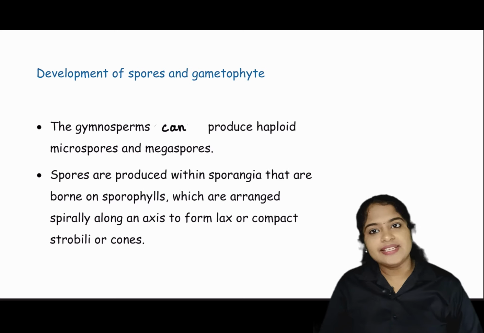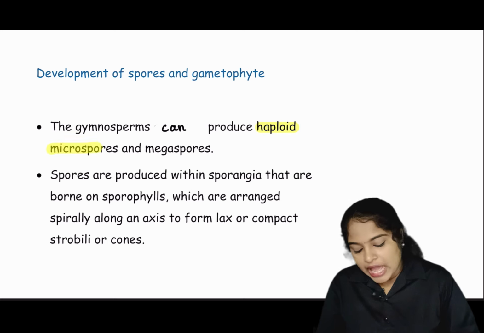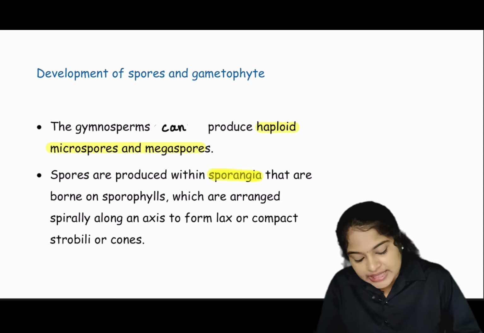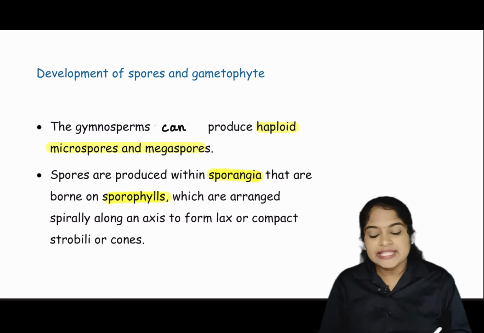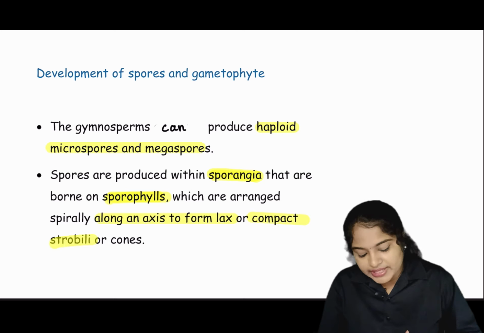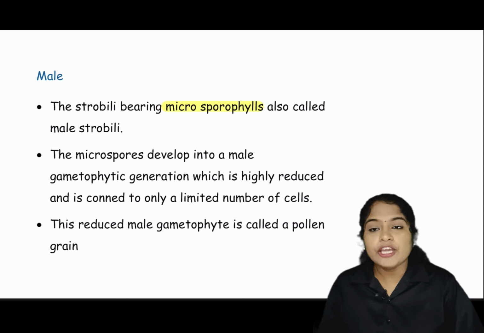Development of spores and gametophytes in Gymnosperms. Gymnosperms produce haploid microspores as well as megaspores. These spores are produced in the sporangium and those sporangia are borne on a sporophyll. These are arranged along the axis to form lax or they are found in complex structures like strobili or cones. The strobili which bear microsporophylls are called male strobili.